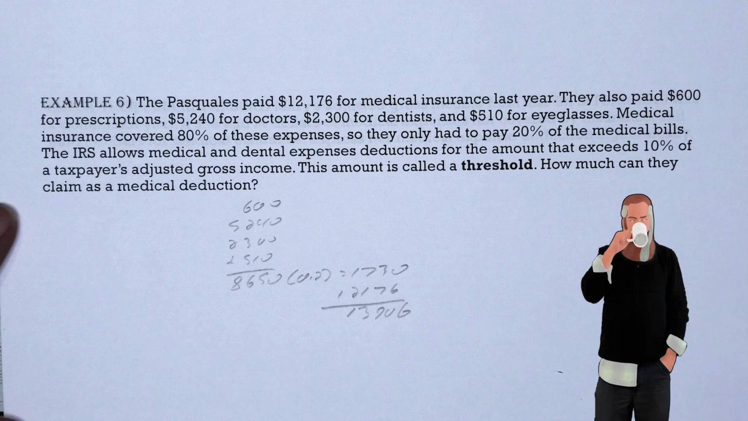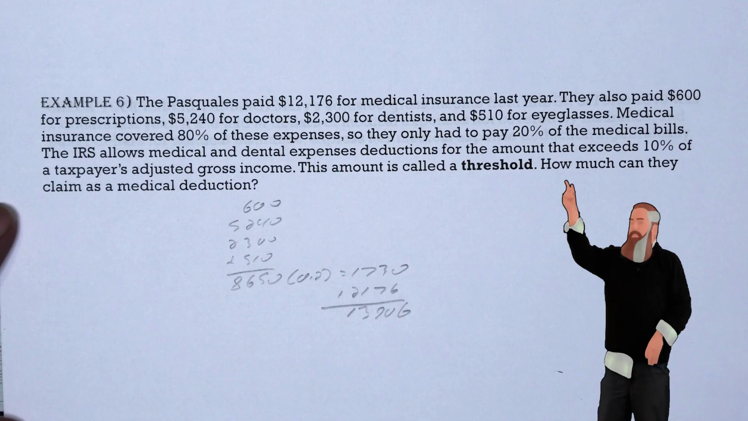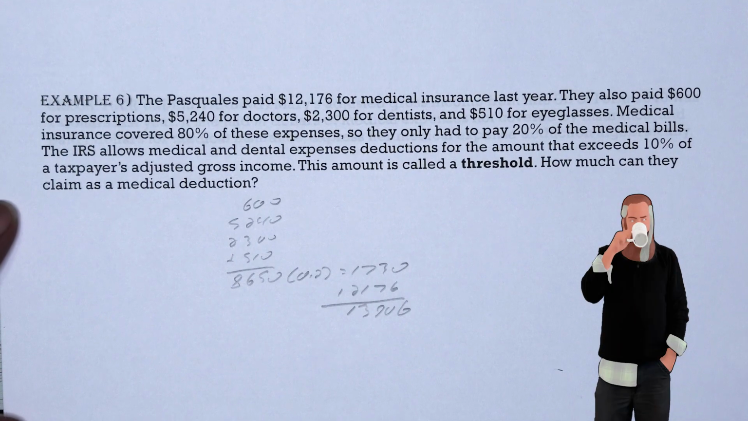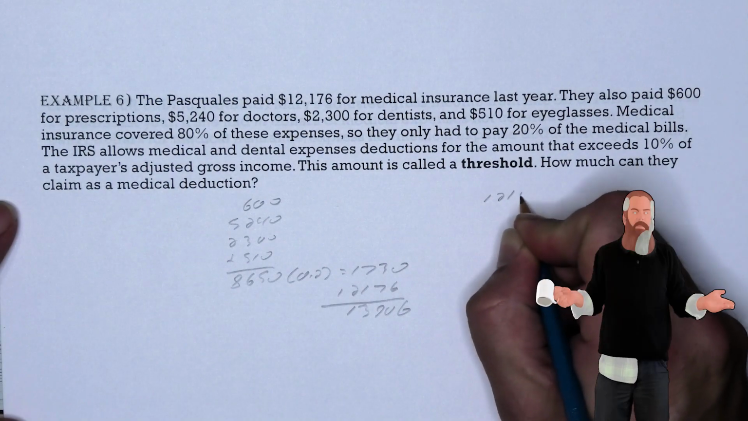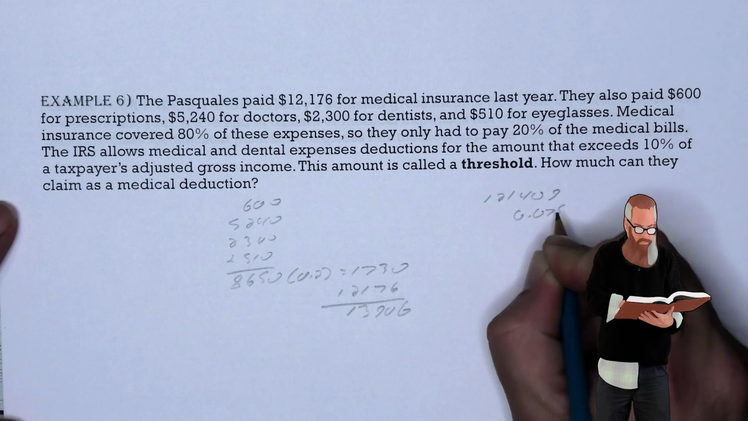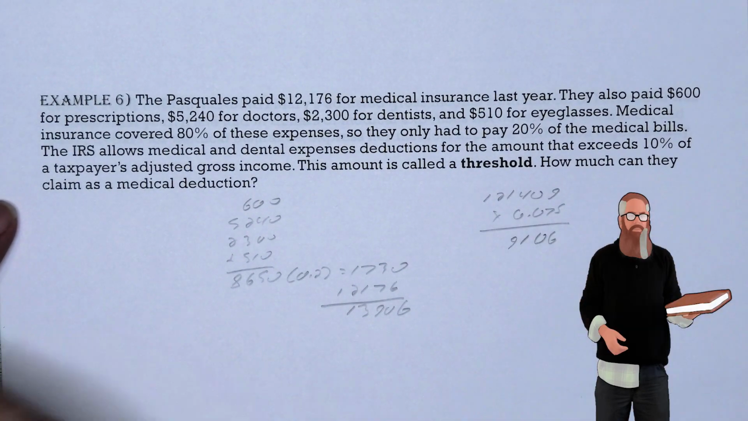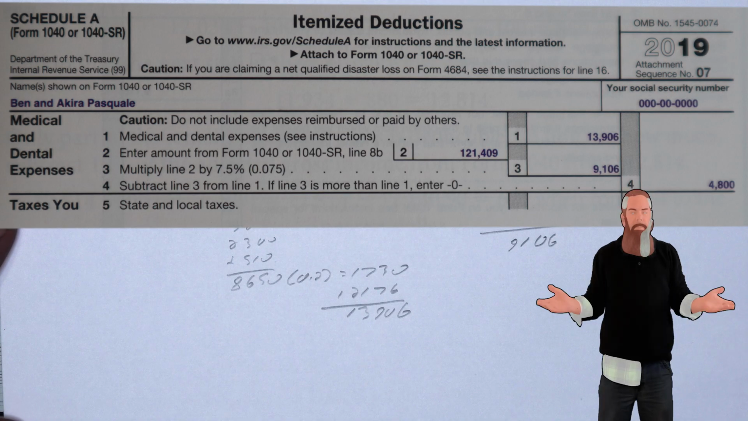For line 2, they calculate 7.5% of the adjusted gross income from line 8B of Form 1040 and round to the nearest dollar. So $121,409 times 0.075 gives us $9,106 when rounded to the nearest dollar.